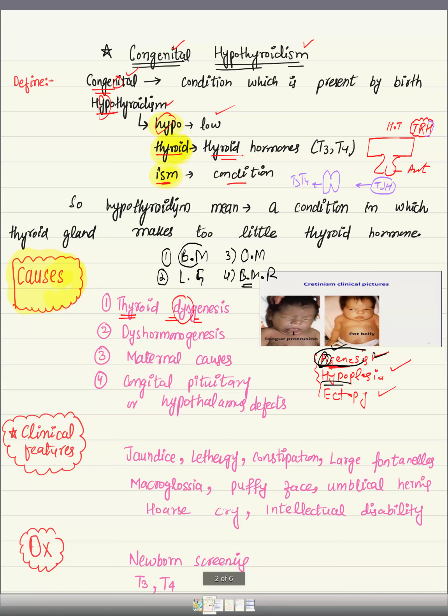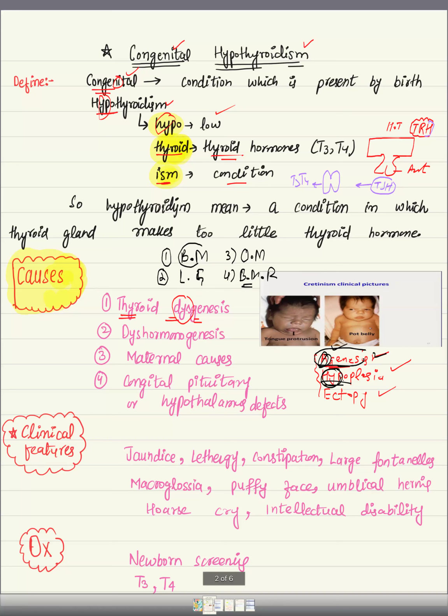And what is the meaning of hypoplasia? Now let's check the difference between agenesis and hypoplasia. In agenesis, the thyroid gland is totally absent, but in hypoplasia, the thyroid gland is present, but it is performing less function. It is too small. That is why it is called hypoplasia.